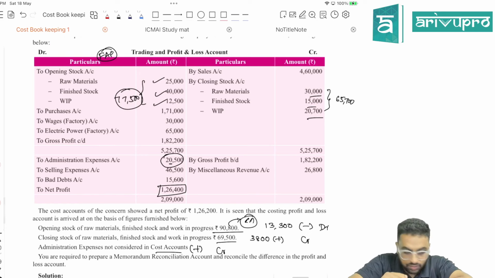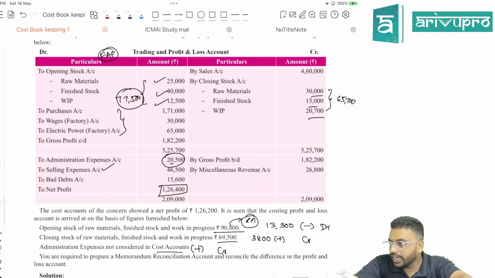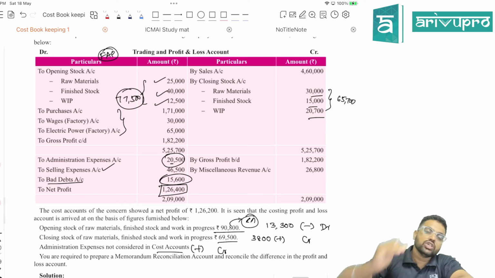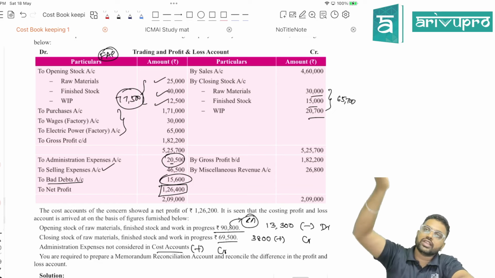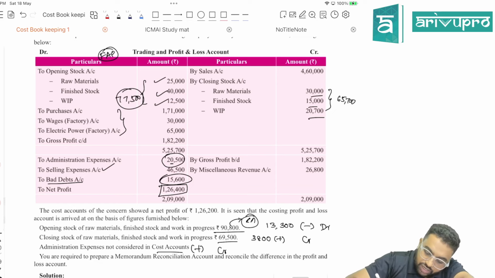Wait. See here. Selling expense, anyhow they are not talking about anything. Leave that. There is a bad debt. Bad debt of course won't be there in the cost accounting because it's a pure financial item. So when it is a pure financial item, sir, we consider it as an expense in the financial accounts, but it is not an expense as per cost accounts. So cost account profit will be more than this. So you should increase this profit. Increase means credit or debit, sir?